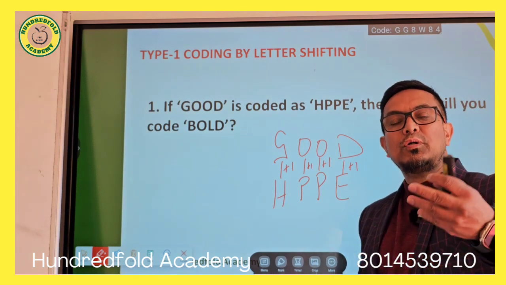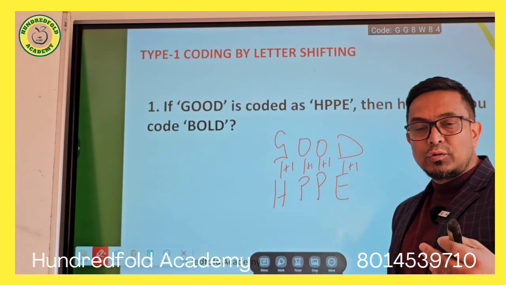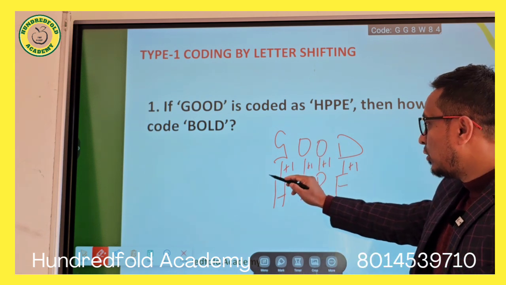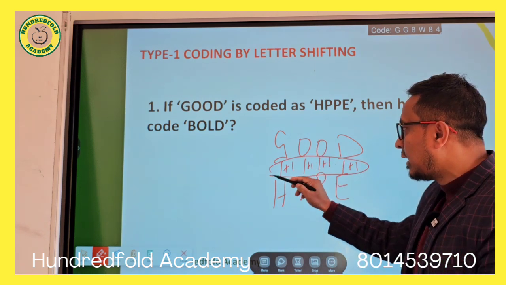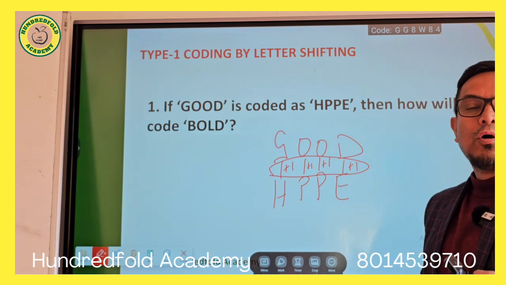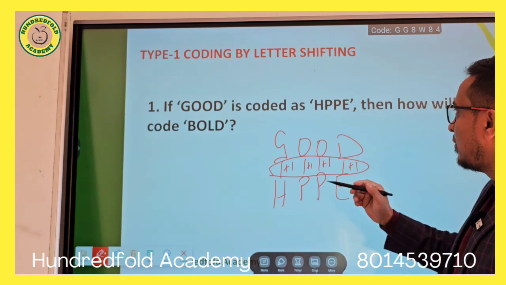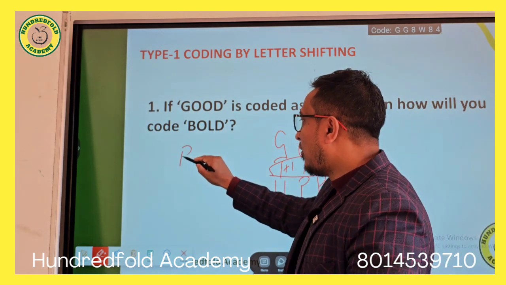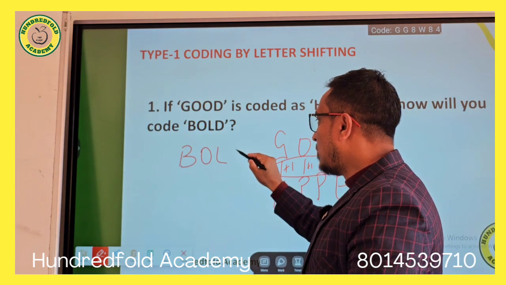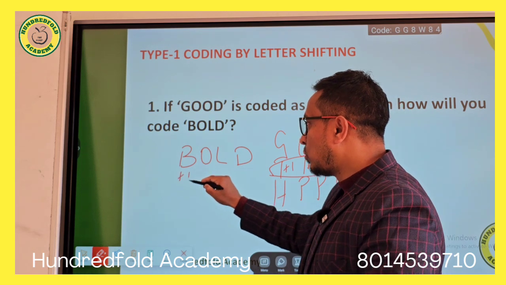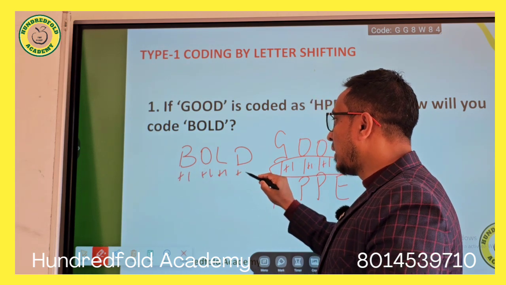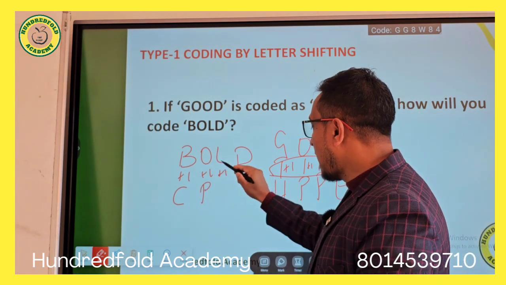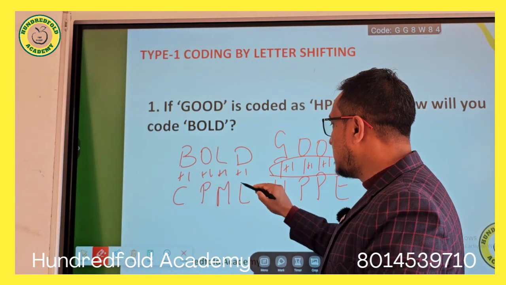As you refer to the previous slides that I've shown you, the table, you have decoded that each letter is shifted by one letter, so it's a +1. In the same way, you'll do the same thing for the word BOLD: +1, +1, +1, +1. So B becomes C, O becomes P, L becomes M, D becomes E.